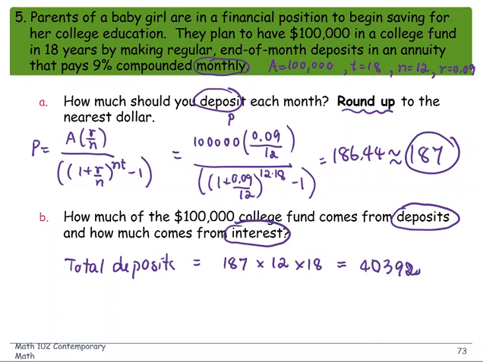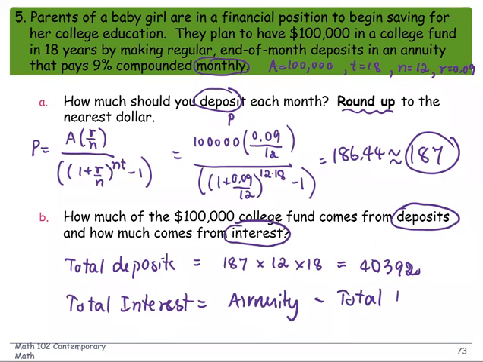So then the rest is going to be the interest that you earn. So the total interest would be the annuity subtracted by the total deposit. Annuity or the future value will be $100,000 subtracted by 40,392. And then the total interest earned for this case is $59,608.